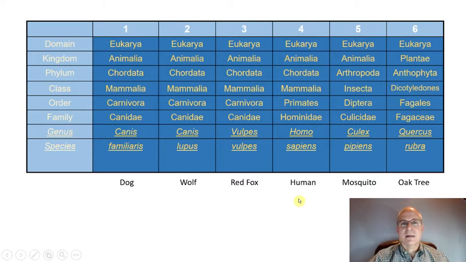knowing about taxonomic levels tells us something about these organisms, even if we don't know what all these different names mean. And they are kind of difficult sometimes.